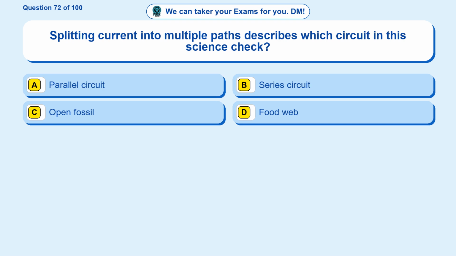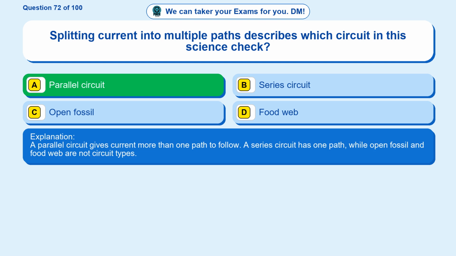Question 72. Splitting current into multiple paths describes which circuit in the science check? Option A, parallel circuit. Option B, series circuit. Option C, open fossil. Option D, food web. The correct answer is option A. Parallel circuit. A parallel circuit gives current more than one path to follow. A series circuit has one path, while open fossil and food web are not circuit types.